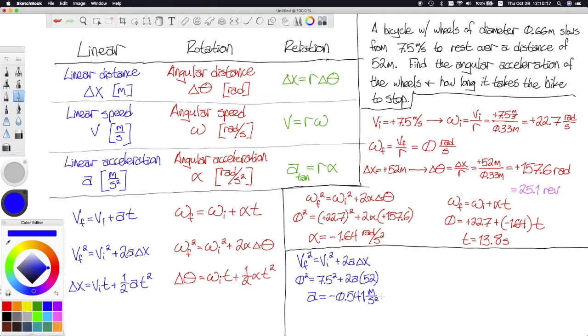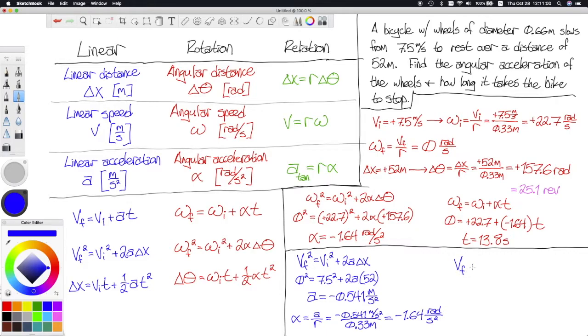We can then say that we know our angular acceleration is equal to our linear acceleration divided by the radius. So we take that negative 0.541 meters per second squared, and we divide it by our radius, that same 0.33 meters from before, and we get an answer of negative 1.64 radians per second squared. We've just solved for an angular acceleration, so we expect radians per second squared, but note again that we've just gone from a linear value, acceleration, to an angular value, also acceleration, so radians just pops out of the woodwork.